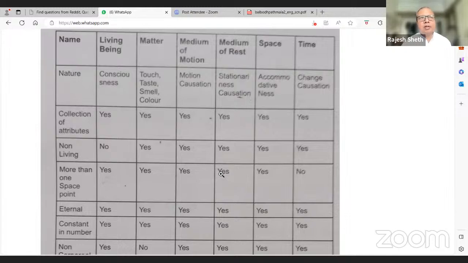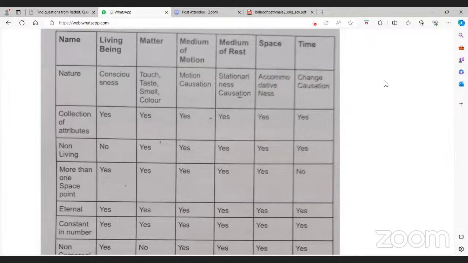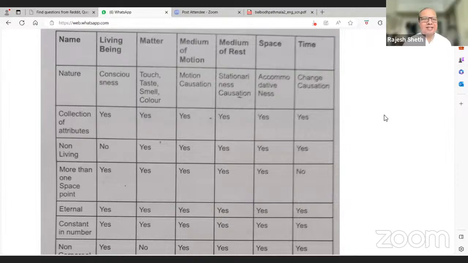Now, moving on to the third point of discussion, non-living. So out of these six substances, which is non-living? All other than living being, except the Jeev. Exactly. So except living being, all the five substances are non-living.